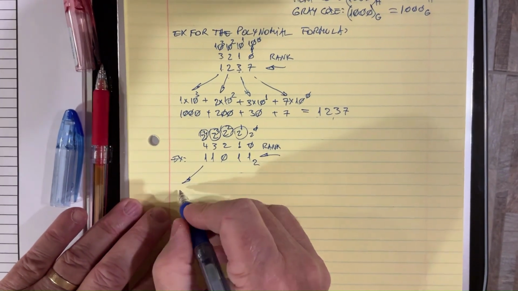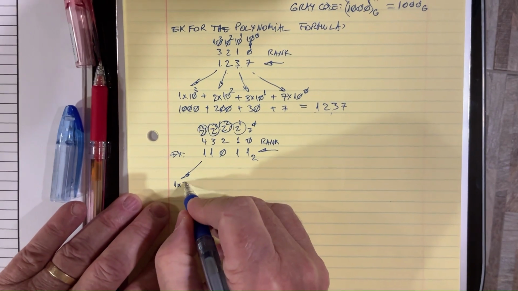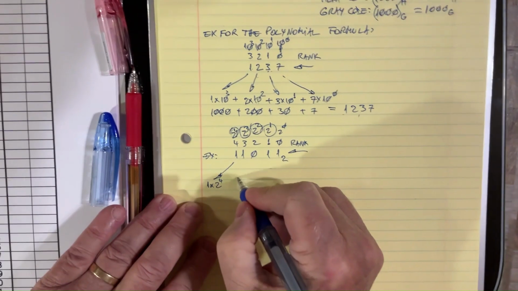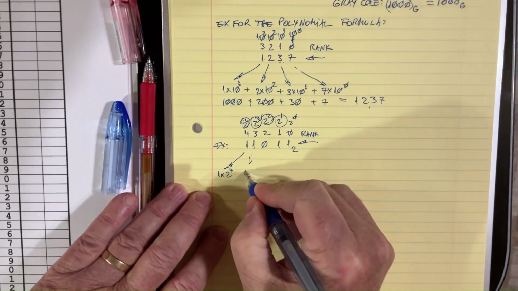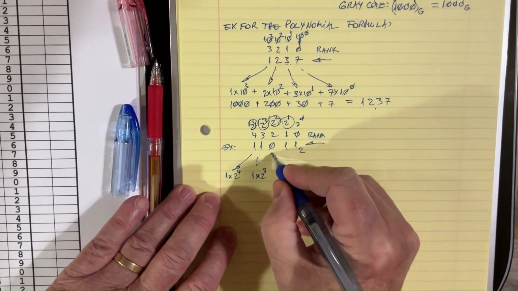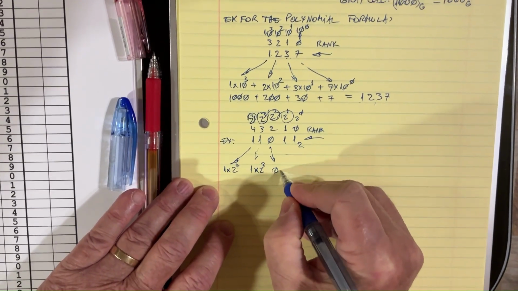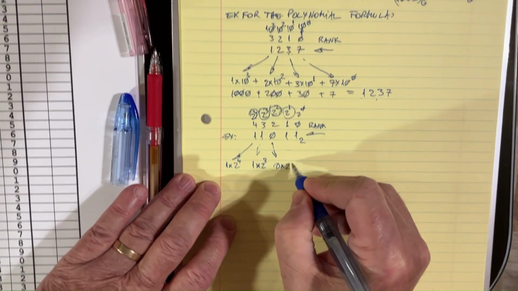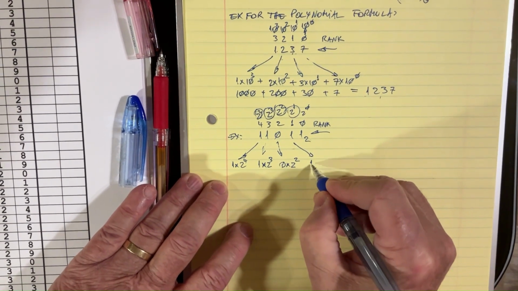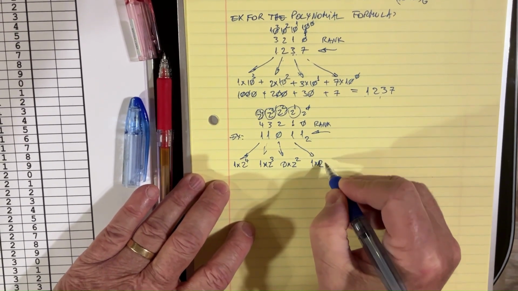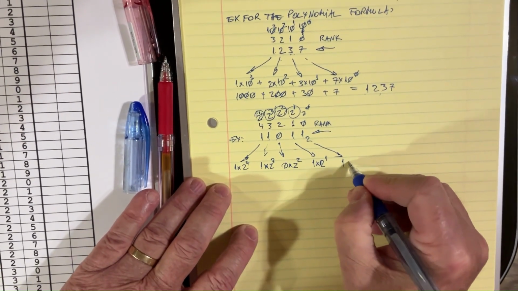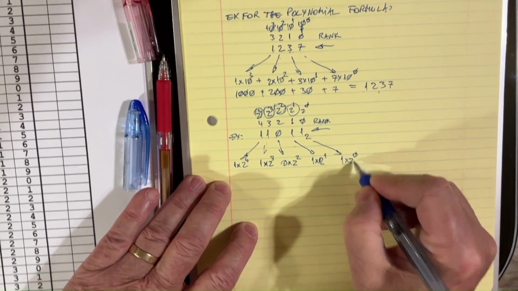Whatever value you find is 1, is times the mathematical base at the power represented by the rank, which is 2 to the fourth. The next is 1 times mathematical base 2 at the third power. Next is 0 times mathematical base 2 at the second power. Next is 1 times mathematical base 2 at the first power. And the last one is 1 times mathematical base 2 at the 0 power.